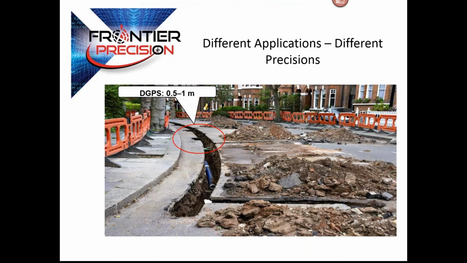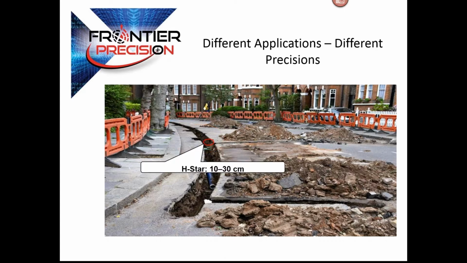If you're using a DGPS source, that could be a Coast Guard beacon, it could be a space-based augmentation system, it could be a flavor of Trimble RTX. Those accuracies are typically a half a meter to 1 meter. There's also Trimble H-Star corrections available through VRS systems, and also a flavor of RTX that's equivalent to this H-Star that will give you 10 to 30 centimeters of accuracy. And then there's VRS, and VRS will achieve 1 to 2 centimeters of accuracy.